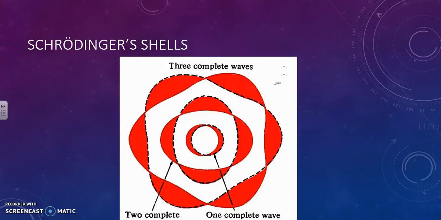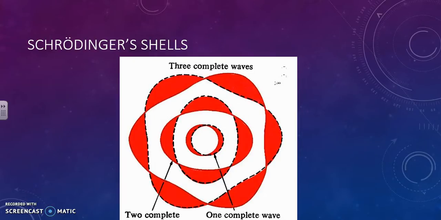So just to help you visualize that, this is what it looks like. If you think about one wave being connected 3D around an atom, it's going to look more circular. 2 waves, you're going to get some weird bumps. 3 waves, and it gets even weirder. So this is just the 2D image. The 3D image looks even stranger.